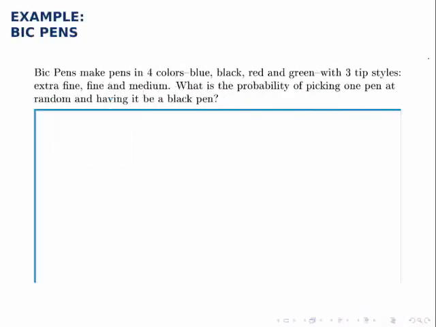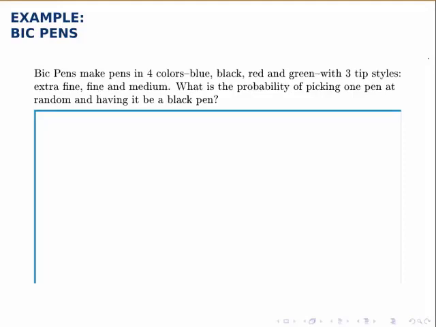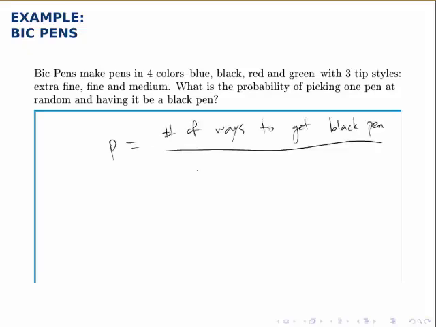The Bic Pen Company makes pens in 4 colors, blue, black, red, and green, with 3 tip styles, extra fine, fine, or medium. What is the probability of picking 1 pen at random and having it be a black pen? So now we're going to illustrate doing probability using counting methods. Again, a probability is the number of ways to get a black pen divided by the total number of possibilities. Well, how many different pens are there?